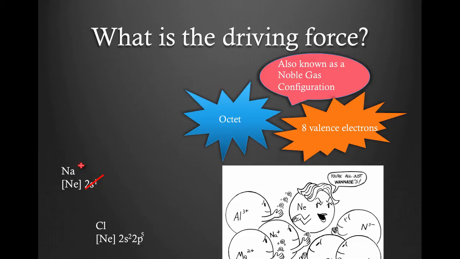Next, if we take chlorine, which is on the right-hand side of the periodic table where the electronegativity is higher, we understand that because chlorine has neon's configuration plus 7 valence electrons, all it needs is just 1 more valence electron to have the noble gas configuration of argon. And so the driving force behind ion formation is for those elements to achieve a noble gas configuration.